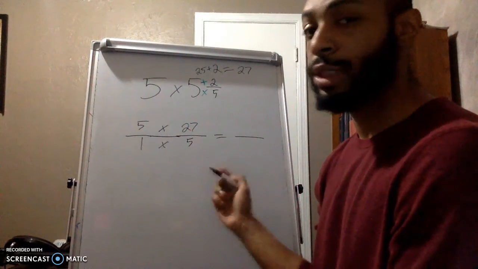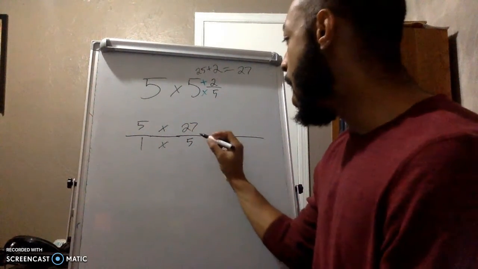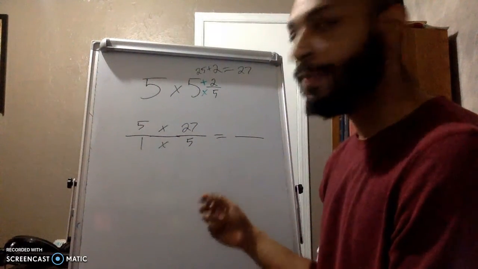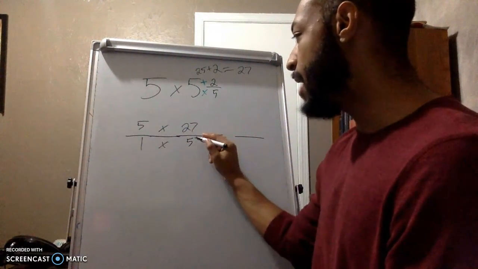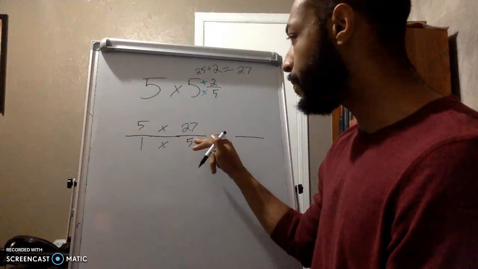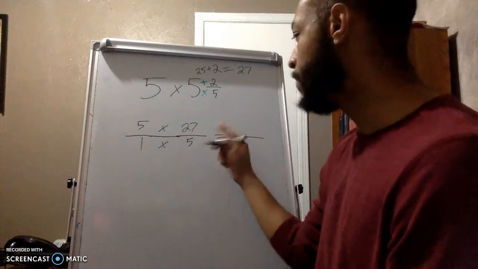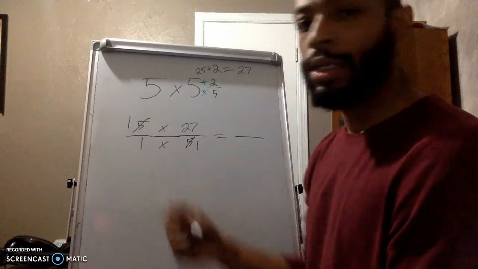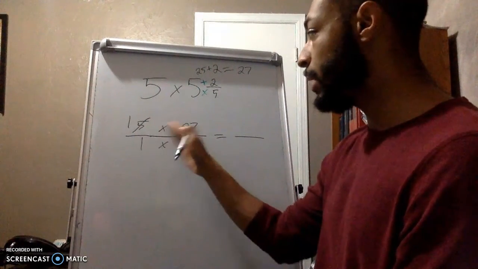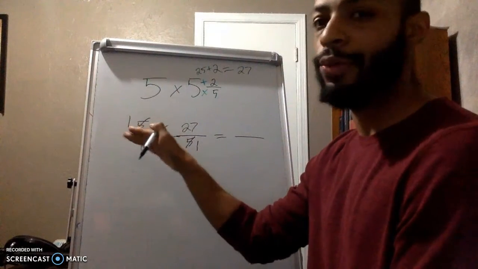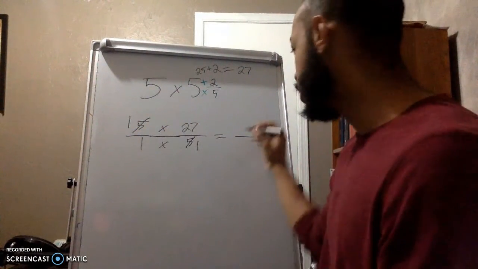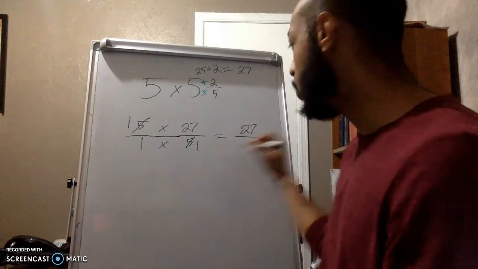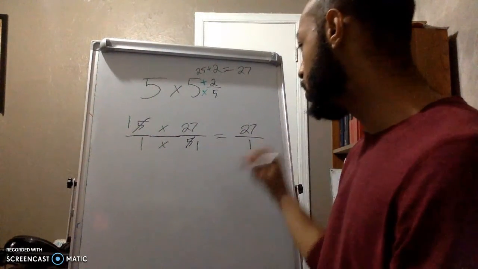So in order to simplify it and make it a little quicker, I can see that this 5 and this 5 are common numbers, and 5 goes into 5 one time. So I could cross that out and make these 1. Now I don't have to count 27 5 times. I can just count it once and get the same answer. So 1 times 27 is 27, and 1 times 1 is 1.